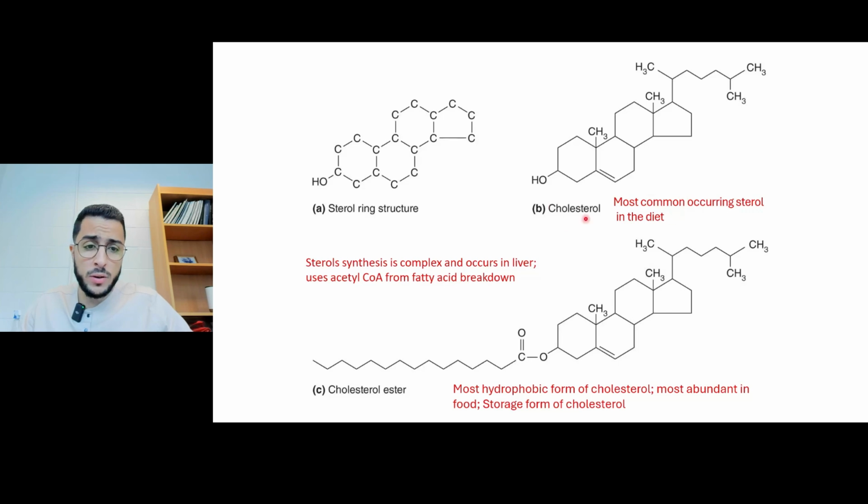Cholesterol is the most occurring sterol in the diet, and its storage form in food is known as a cholesterol ester. So it's basically a cholesterol group with a fatty acid bound to it. Okay, and this is just your general structure of the sterol molecule. Obviously, they will have extensions and other molecules bound to them, and different double bonds and whatnot. This is the basic structure.